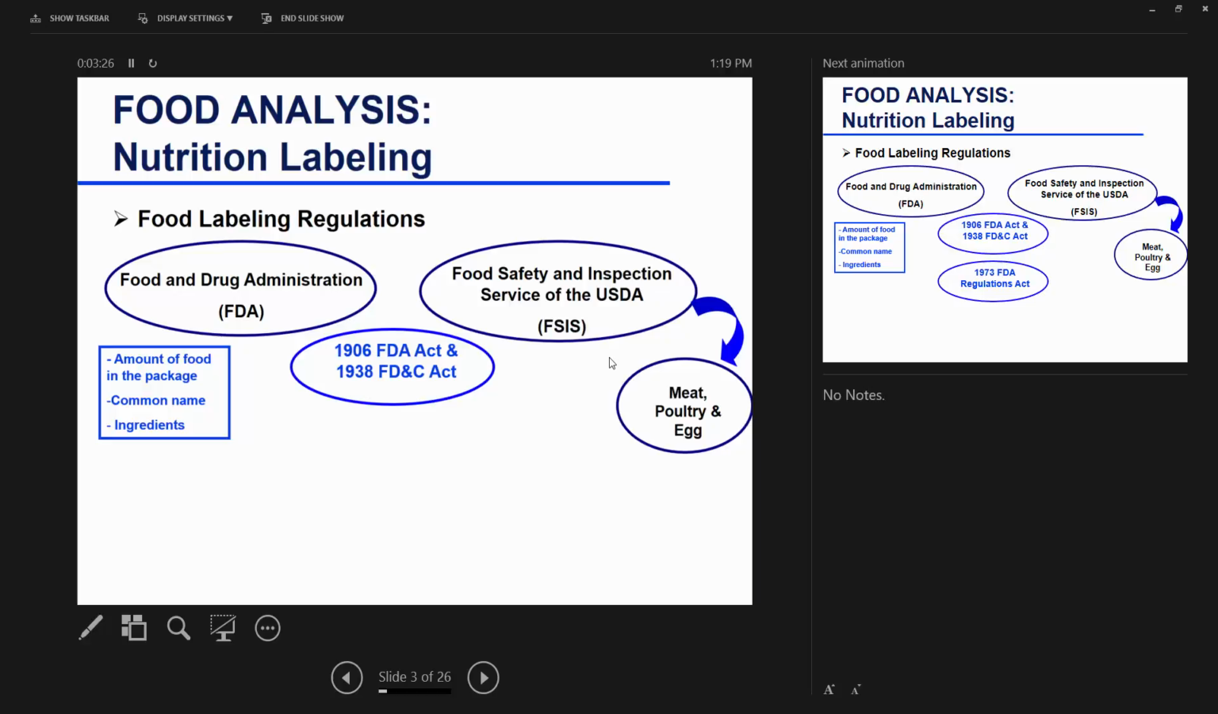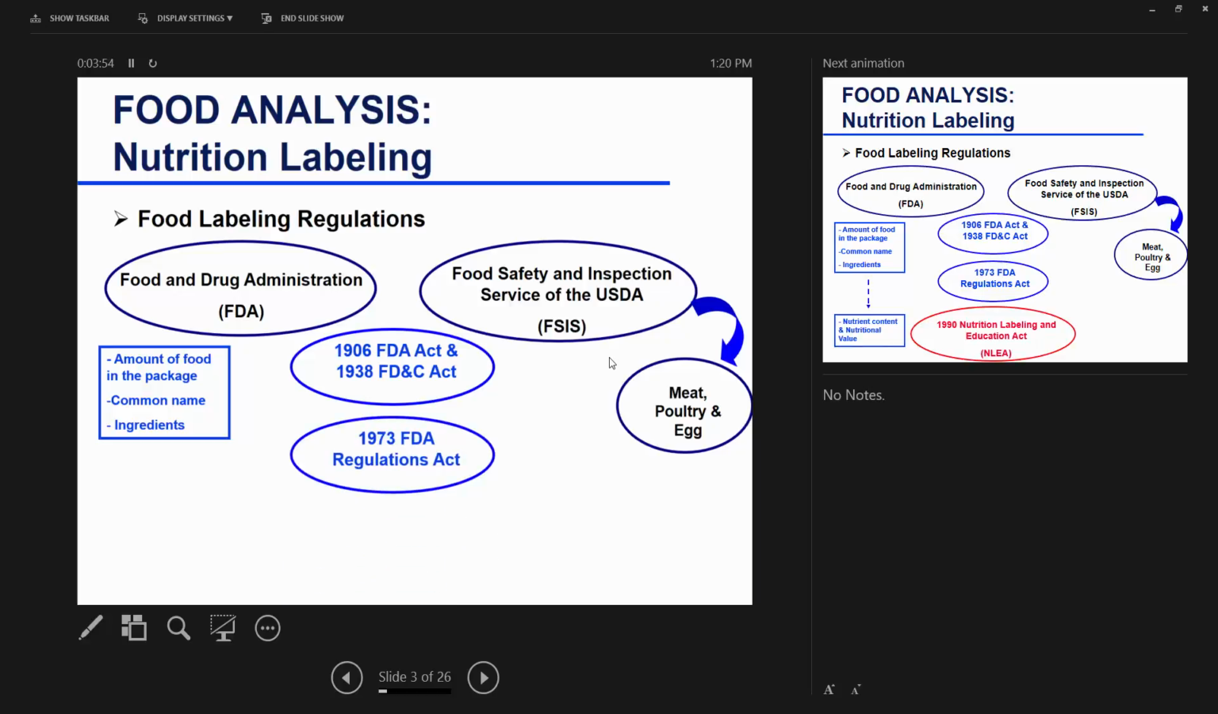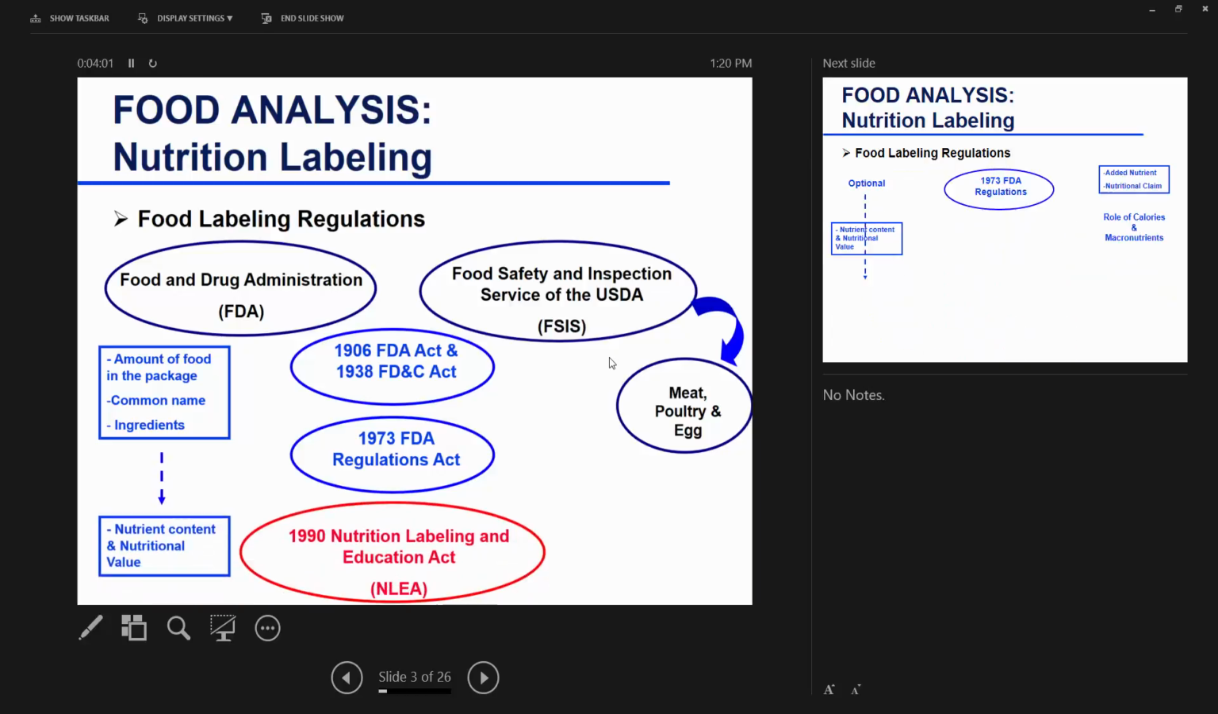The regulations started as early as 1906 with the FDA Act, and then the 1938 Food, Drug, and Cosmetics Act, thank you. But then they only required the amount of food in the package, the common name of the food that you're consuming, and the ingredients. There was no specific nutrient information on that label. However, in 1973, it became optional in some cases, and in some cases mandatory.